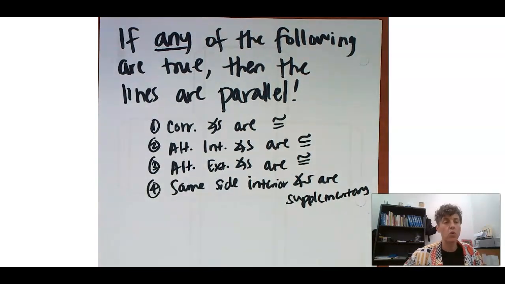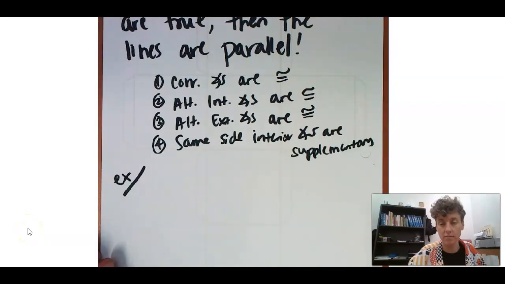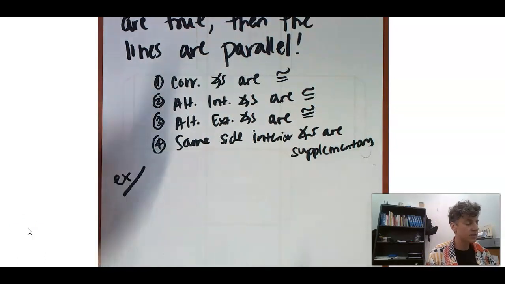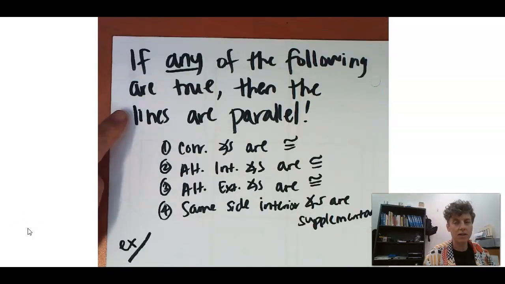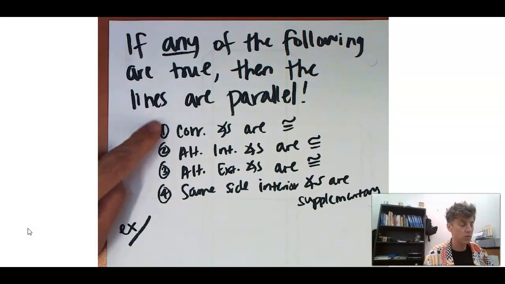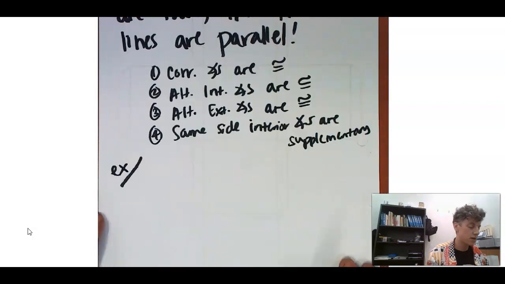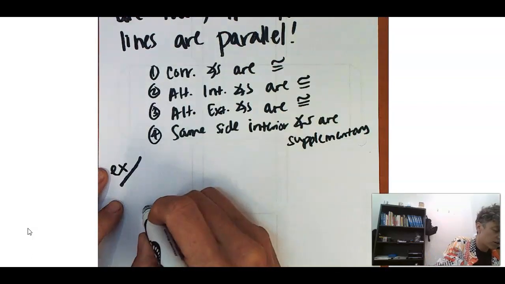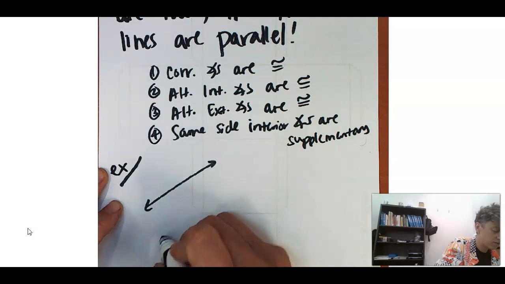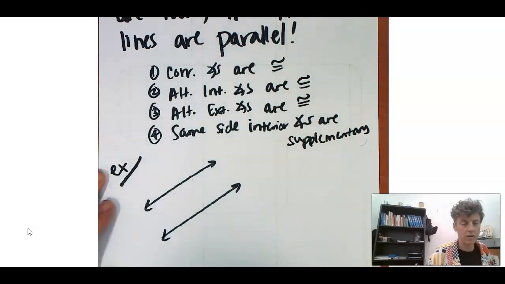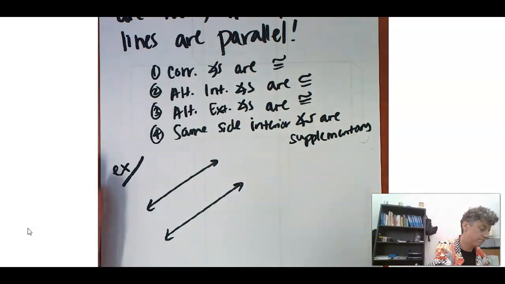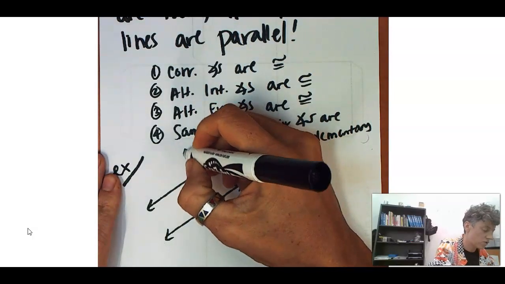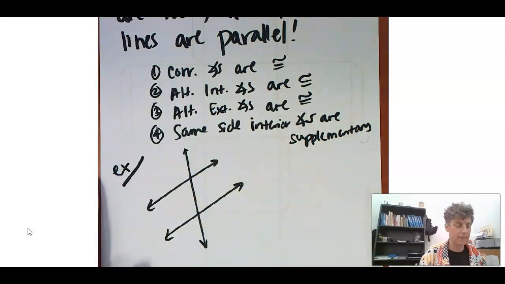All right, cool. You know what time it is? It's example time. We are going to see if we can show that some lines are parallel by showing that one of these four things is true. So let's go ahead and draw two lines. Gosh, they look parallel. Draw a transversal. Okay.